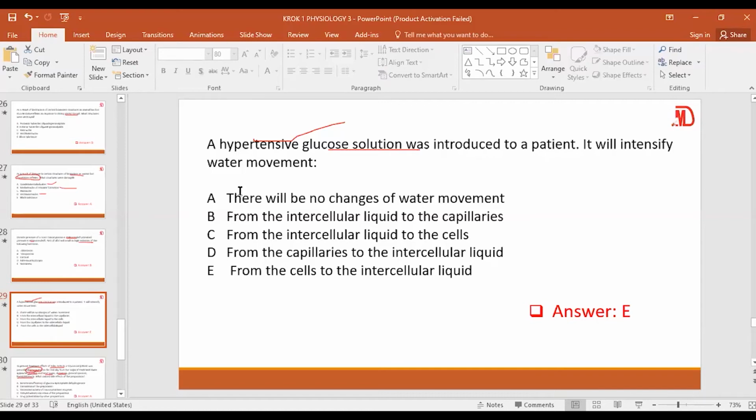And after glucose, they can easily what? Diffuse out of the cell. Okay? They can easily diffuse out of the cell and enter into the intercellular fluid. So if they are in the intercellular fluid, in other words, outside the cell, what it means is that the concentration in the interstitial fluid will be high. So it will draw more water from the cells, which means that there will be movement of water from the cells to the intercellular liquid or interstitial fluid. Do you get me now?